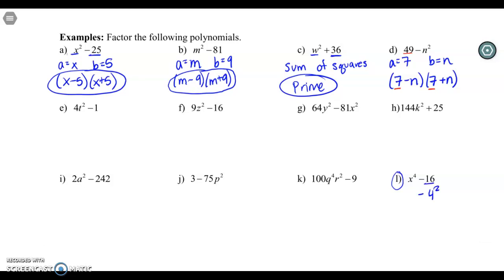And, one second. Sorry, wanted to wait for the bell to be done.